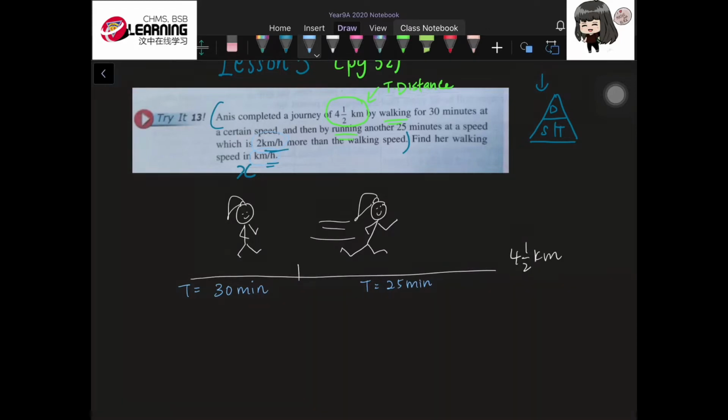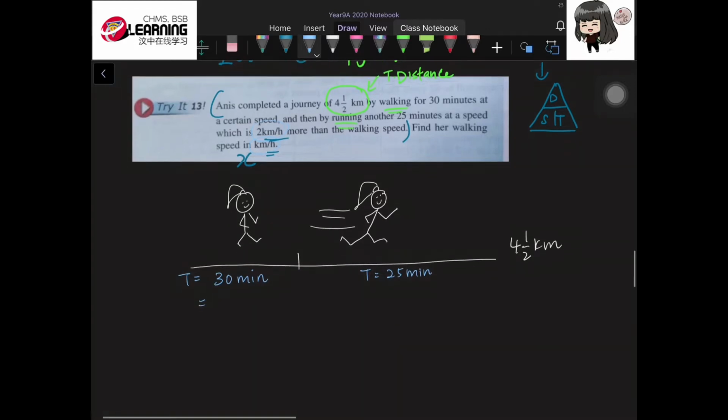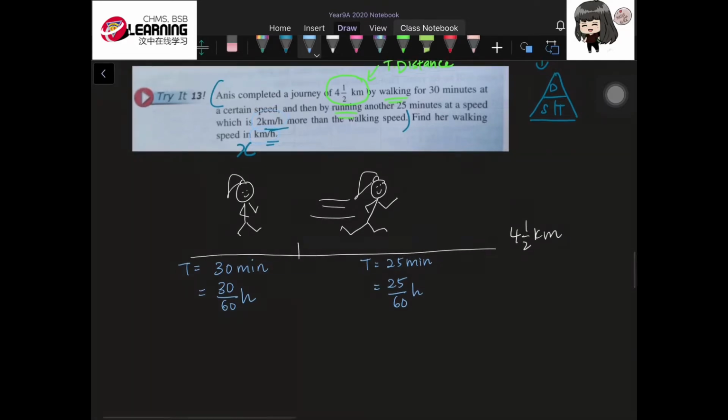So if the speed is in kilometer per hour, the time must be in hours. So the time here, 30 minutes, we need to change to hours by dividing by 60. So 30 divided by 60, I will write in fraction, 30 over 60 hour. And the time for her to run is 25 over 60 hour. So we divide by 60 to change from minutes to hours. I write it in fraction because it's easier to see and easier to work with later on, instead of having decimal places.